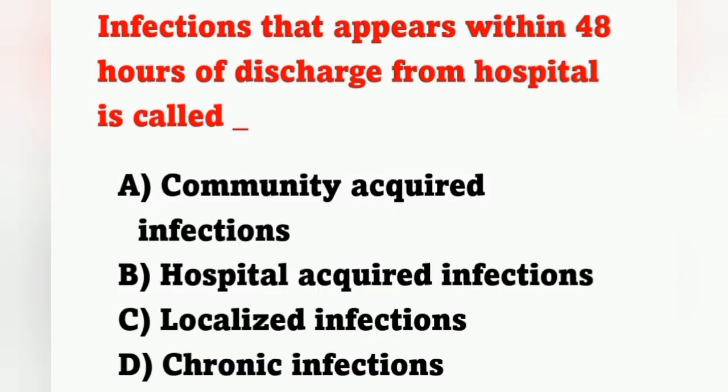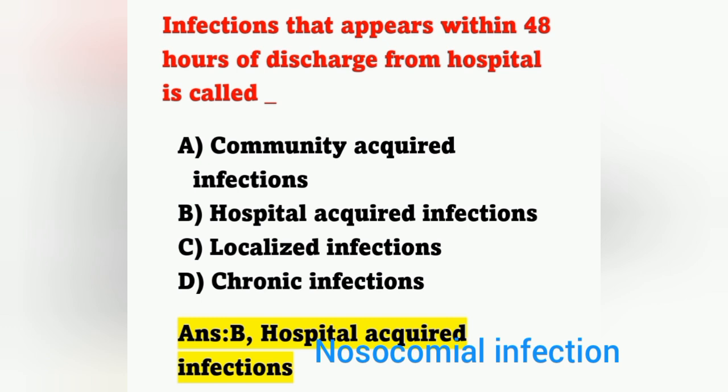And the next question. Infections that appear within 48 hours of discharge from the hospital are called? Option A community acquired infections, option B hospital acquired infections, option C localized infections, option D chronic infections. And the correct answer is hospital acquired infections. Infections that appear within 48 hours of discharge are known as hospital acquired infections.